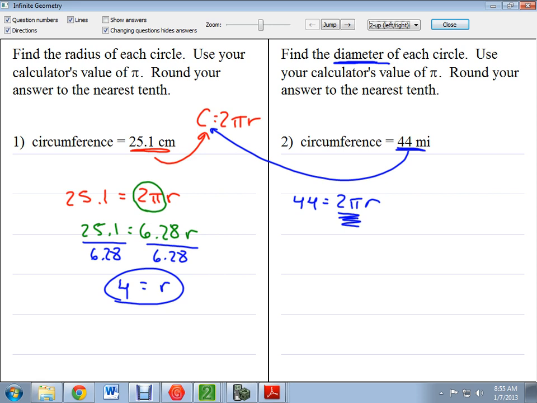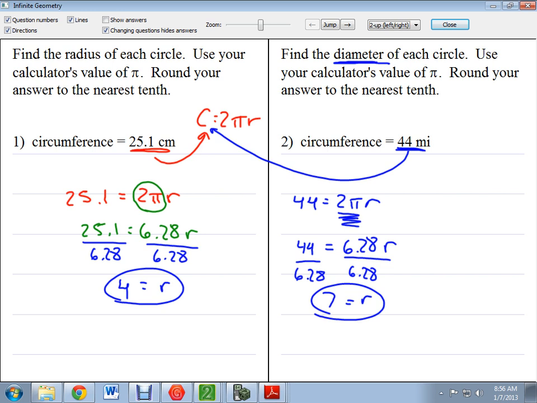Again, 2 pi is equal to 6.28. Bring down the radius is equal to 44. And then this is again a simple division equation. All I have to do is divide both sides by 6.28. And that'll get me the radius is equal to 7.